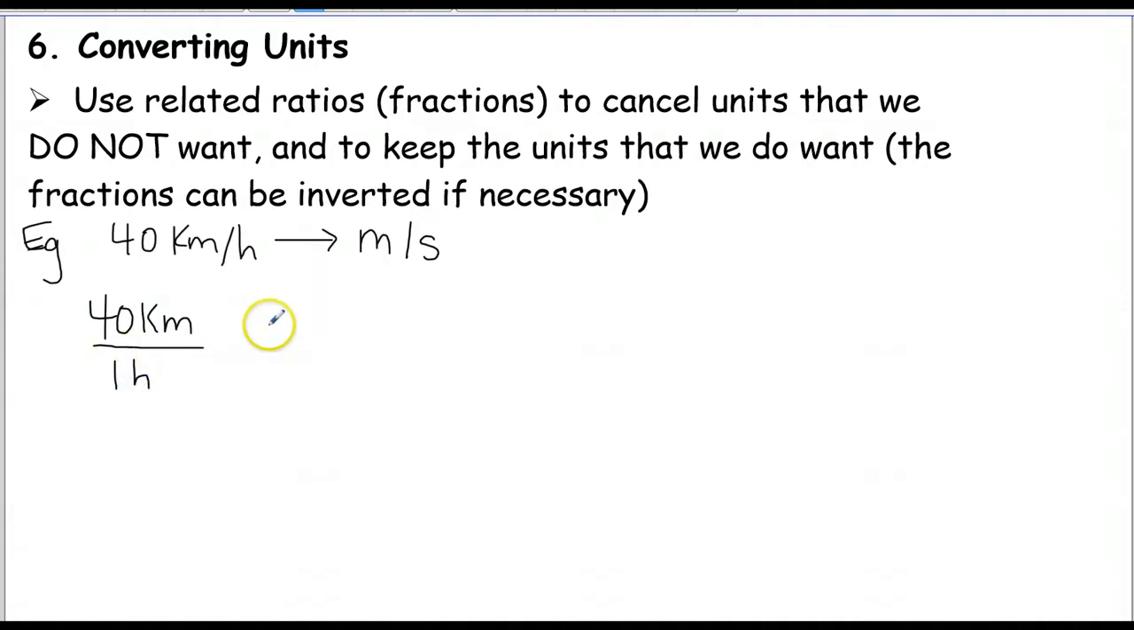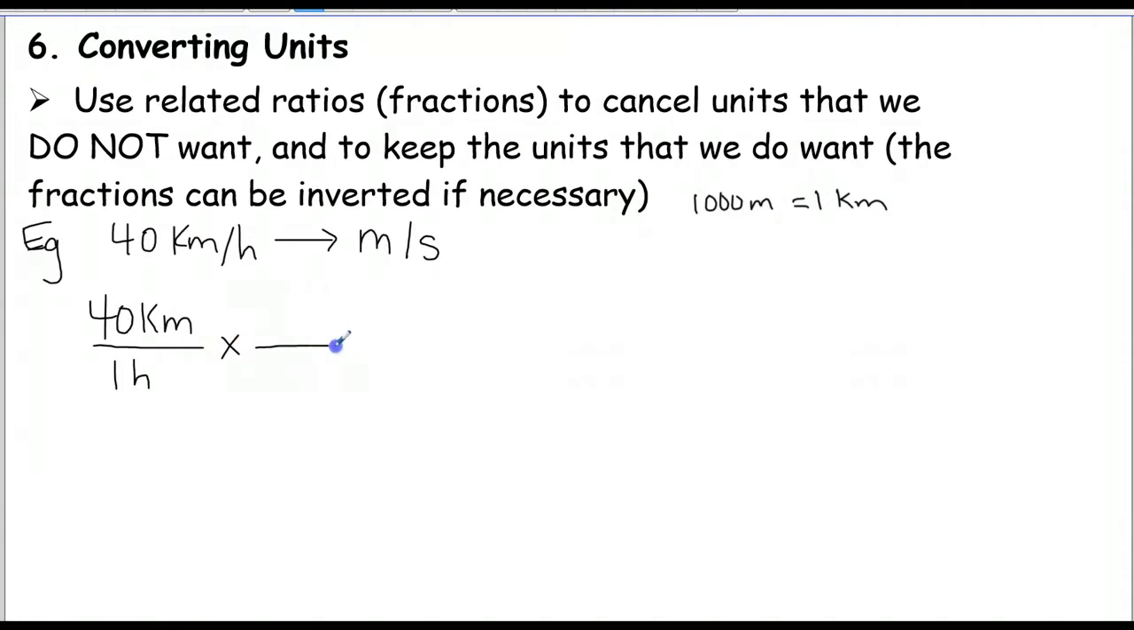Okay, and what we want to do is slowly move these units to the ones we're getting to, or what we want as our end. So kilometers, we want to convert those to meters. So we have to think of the relationship between kilometers and meters. Well, we know that 1,000 meters is equal to 1 kilometer. How can we take this relationship or ratio and write it as a fraction so that this kilometers will cancel out?